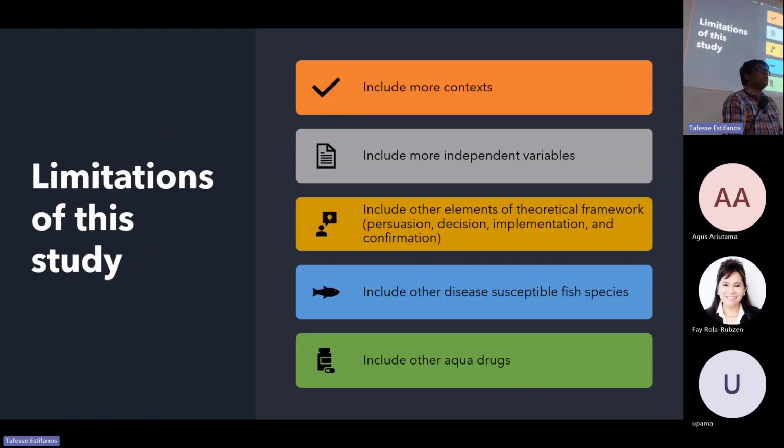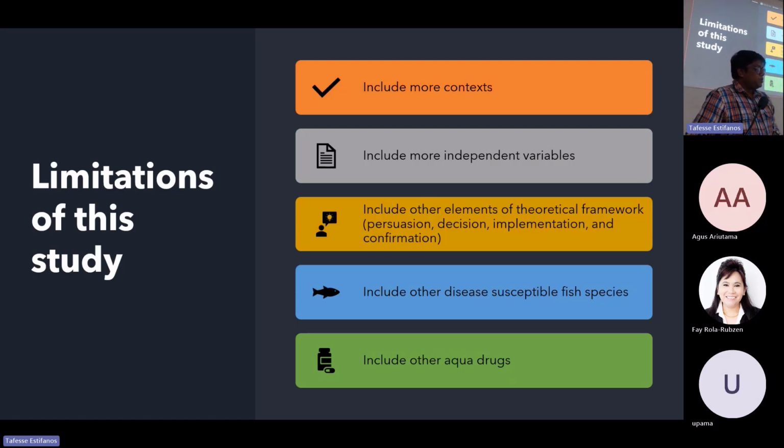There are also some limitations of my study. I should include more context, not only a certain place in Mymensingh. I could go to other districts ranked second or third. Maybe someone could do that. I could include more independent variables, as I used only 12, which my literature helped me to find. Then we can include other elements of my theoretical framework. I only worked with the knowledge dimension, so I could use persuasion, confirmation, decision, and other things.